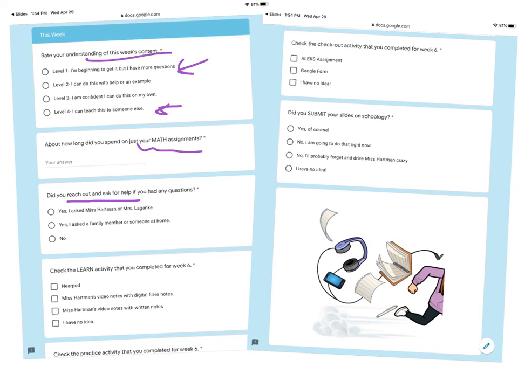And then what did you do to learn? Did you do the Nearpod or the video notes? Or don't look back at your slides if you don't know. And for your checkout activity, did you choose the Alex assignment or the Google form? And then make sure you submit your slides, because many people are not submitting them at the end of the week.